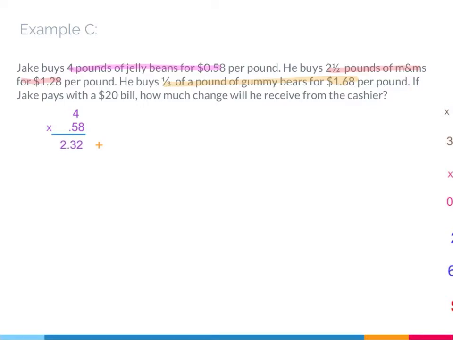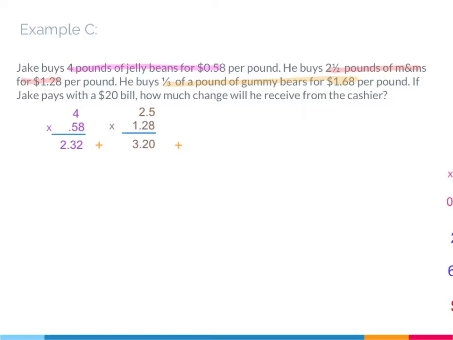But I'm going to add that to how much I pay for M&Ms. So again, M&Ms are 2.5 pounds for $1.28. I can't put that half in my calculator, so I need to know what half is as a decimal. That's 0.5. So I'm going to take my 2.5 times 1.28. And when I do that in my calculator, I end up getting $3.20.